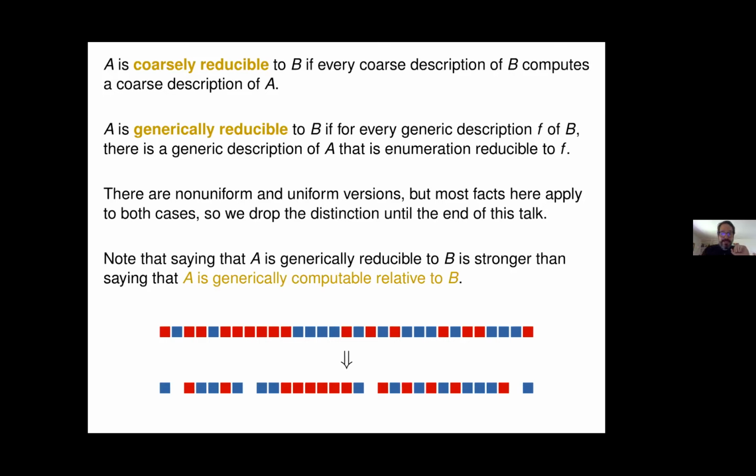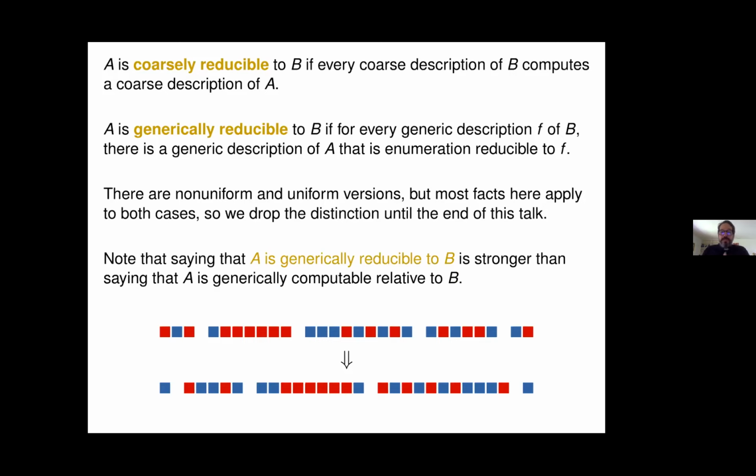But when I say that A is generically reducible to B, I'm saying that if you give me any generic description of B, I can use that to get a generic description of A. Now that's of course harder, first of all, because a generic description of B might have less information than B itself because it has a few holes, and also because you have to do it from every generic description of B, right? So there's lots more oracles to consider. So this is of course a stronger notion in general. That's worth keeping in mind. And of course the same thing is true for the other notions.